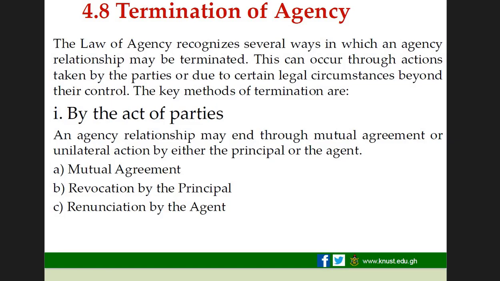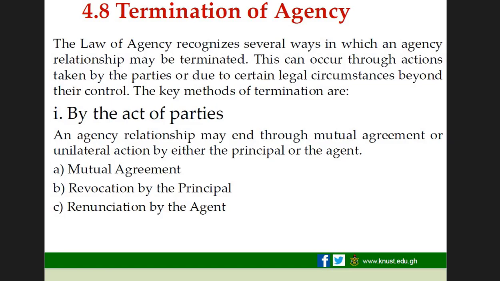The principal can revoke it because I employed you as an agent. So if I'm not interested in it, or you've done something that I think is not up to my satisfaction, I can revoke the relationship. I hope that is clear.